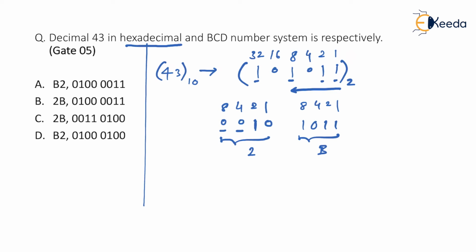Why B? Because 8 plus 2 is 10, plus 1 is 11, and 11 means it is B, right? So 2B is the correct answer. So the hexadecimal representation is 2B hex or 2B to the base 16. As you can see now, option A and option D are eliminated. Option B and option C are the only options which give you the correct hexadecimal representation.